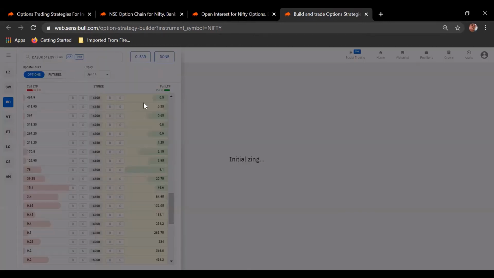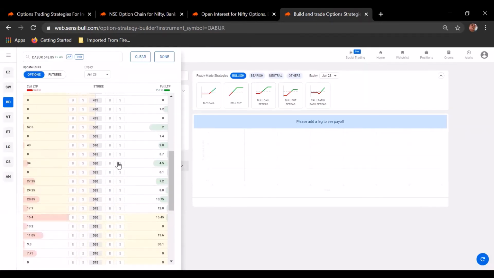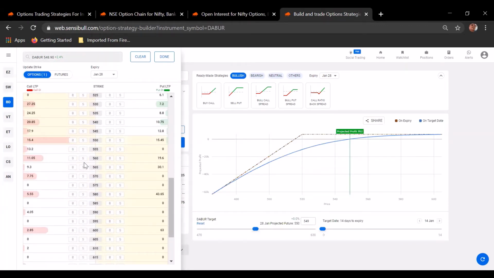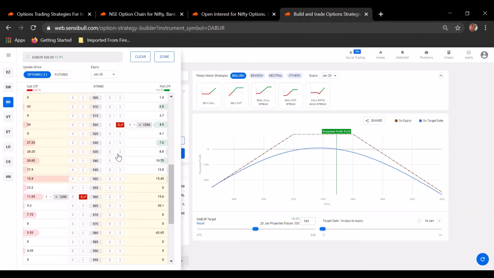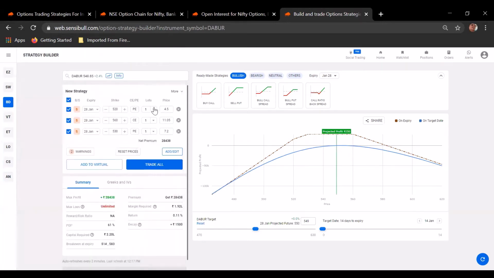And what I did with Dabur yesterday is I sold the 520 put option, and I sold the 560 call option. Today, because I saw that Dabur was going up quite well, I also sold the 530 put option. So now I have these three positions. Now the prices might have changed a bit from when I entered them. Let me enter the right price. I think this was at 7.1.